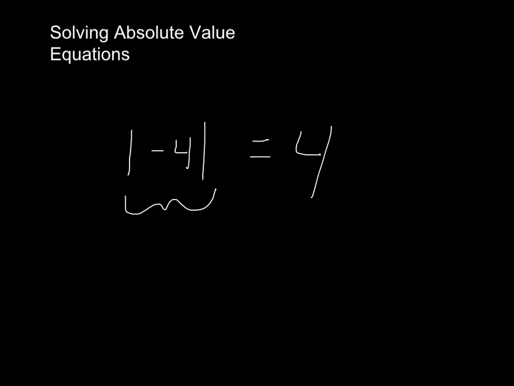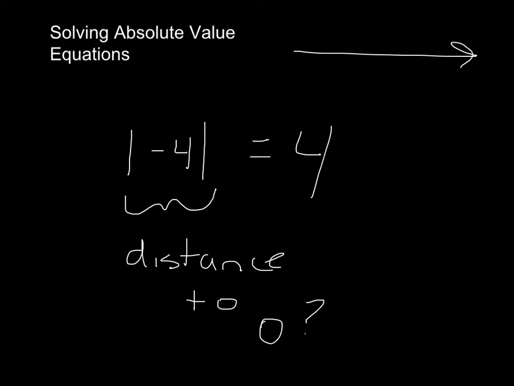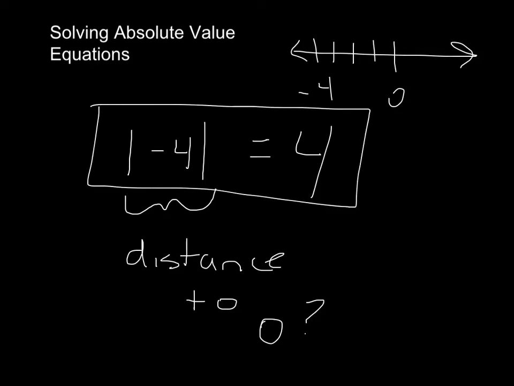Because absolute value is actually asking you what's the distance of the number inside the bars to 0. So if we ask ourselves this question again, how far away is -4 from 0? It's 4 away from 0. If I look at a number line, 0 is at the center, 1, 2, 3, 4. That's the real reason why the absolute value of -4 is 4.